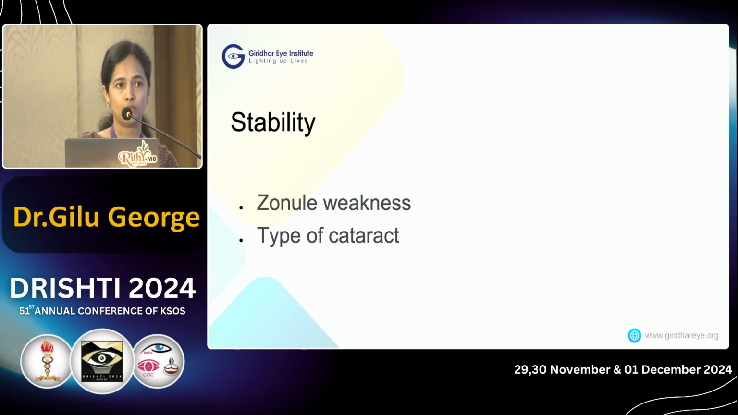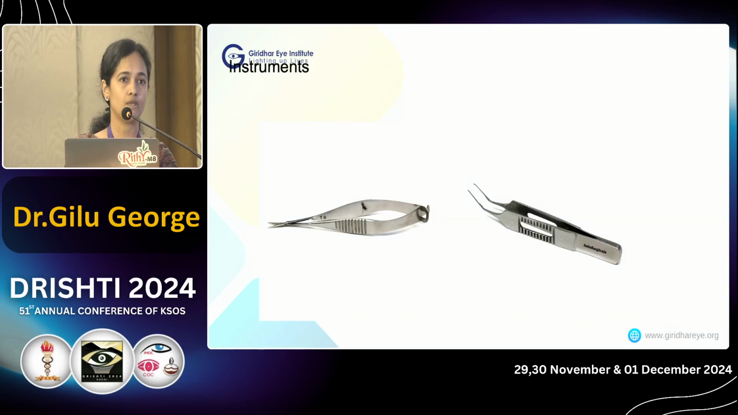Because you have a support that is given by the underlying nucleus. But when you have a problem with the stability, this support may not be there. So there you will require instruments which will hold the capsule and help you do the CCC. The most commonly used instrument will be the Utrata forceps, which is used through the main port.